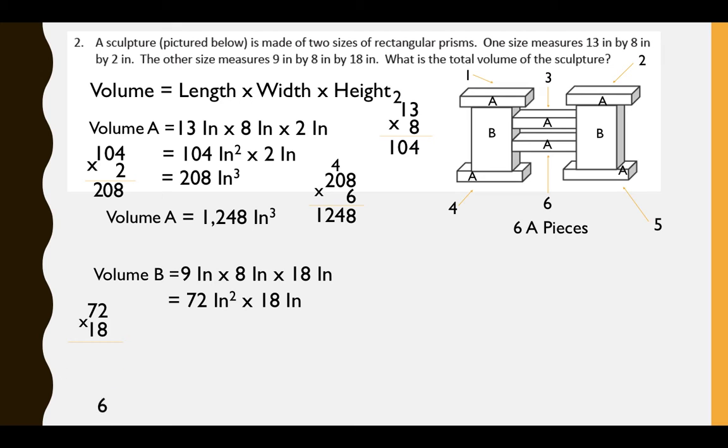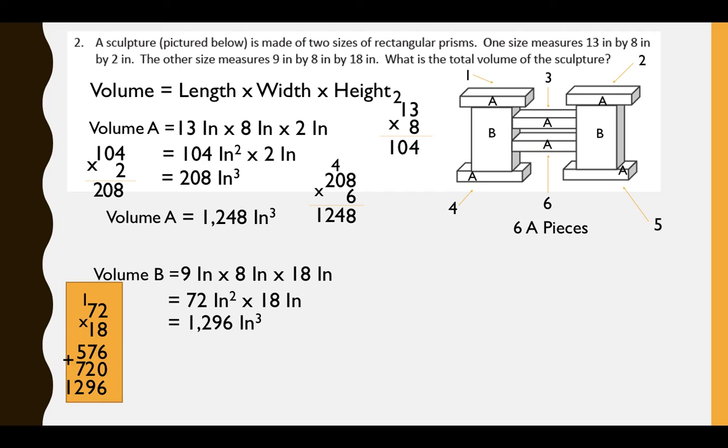I know 8 times 2 is 16. I'm going to carry my 1. 8 times 7 is 56, plus 1 is 57. Now I have to put in my placeholder. It's a little bit of a throwback to multiplication. Got to have that placeholder. Now 2 times 1 is 2, and 7 times 1 is 7. Now I have to combine my two partial products. 6 plus 0 is 6, 7 plus 2 is 9, and 7 plus 5 is 12. So I know that the volume of 1 of B is going to be 1,296 inches cubed.